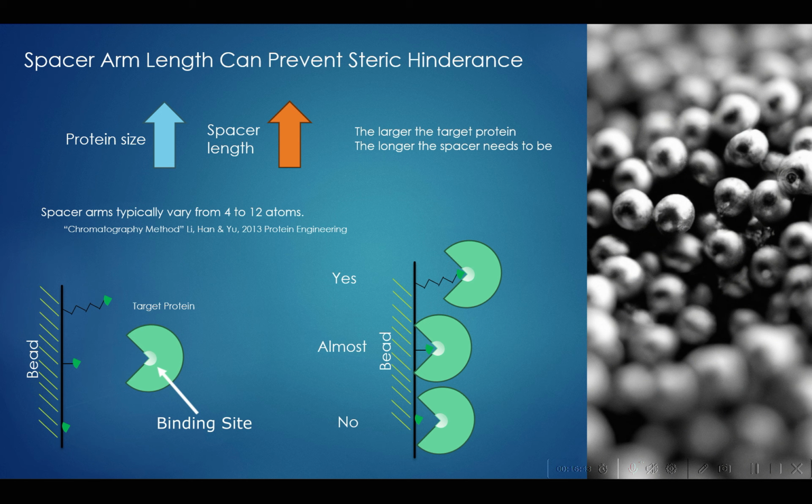Most spacers in preparative chromatography are between 4 and 12 atoms. Hydroxyapatite from Bio-Rad is an interesting resin in my opinion, where the ligand is the base bead. It's actually a mineral, so it has no spacer.